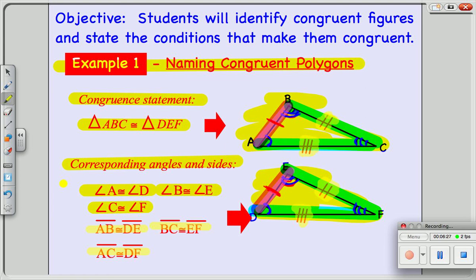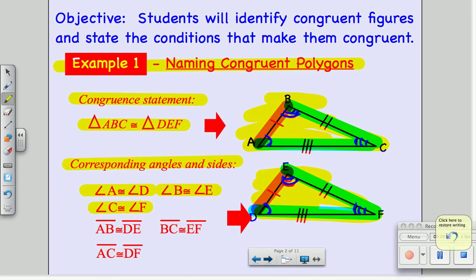That means they're congruent. So now my corresponding angles and sides, all of my angles in triangle ABC are equal to my angles in DEF. And all the sides are equal. Now my congruent statement says, if these angles are equal and if these sides are equal, then these two triangles are also equal or congruent. Okay? All right.